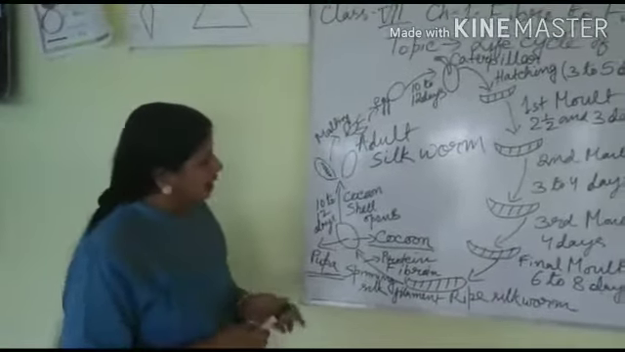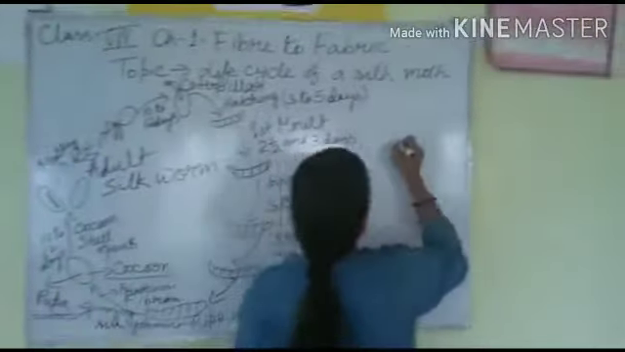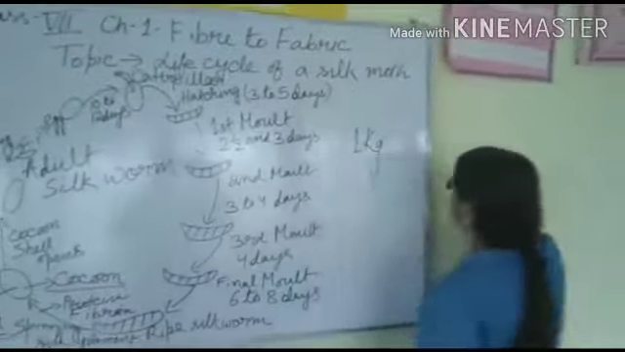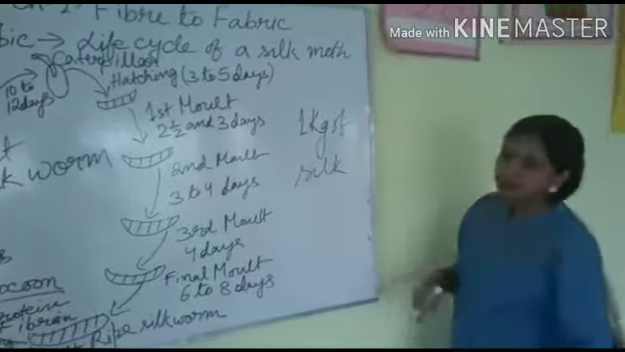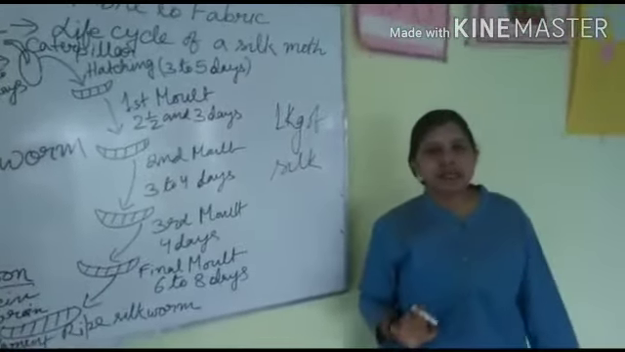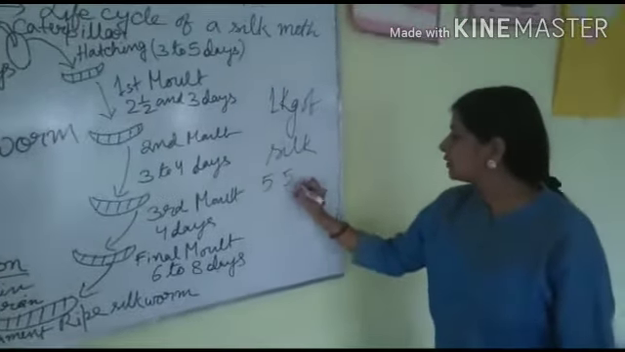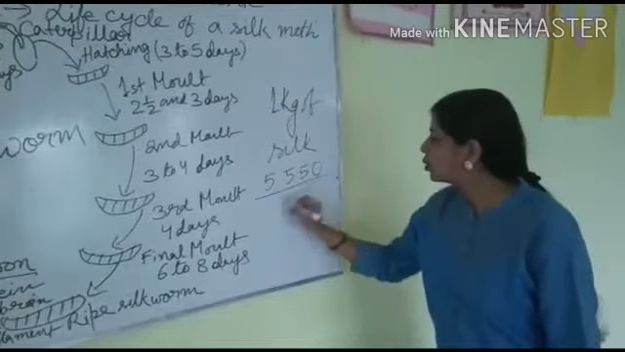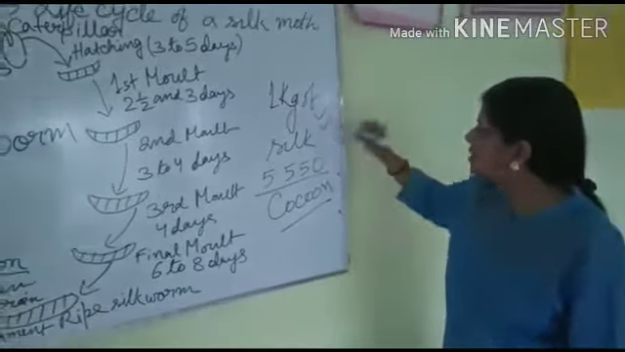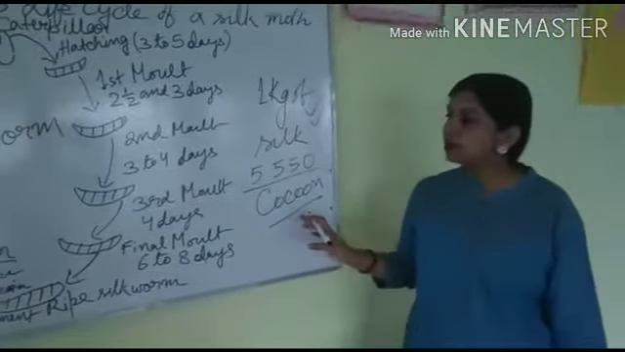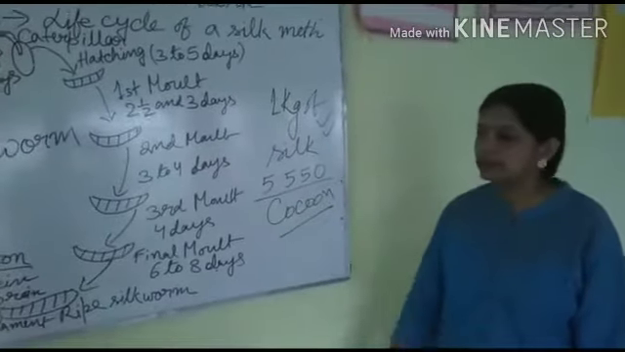Now generally to get 1 kg of silk, can you imagine how many silkworms are needed? How many cocoons are needed? 5,550 cocoons are needed to get only 1 kg of silk. So rearing of silk moths means a large number of silk moths are reared to get this.